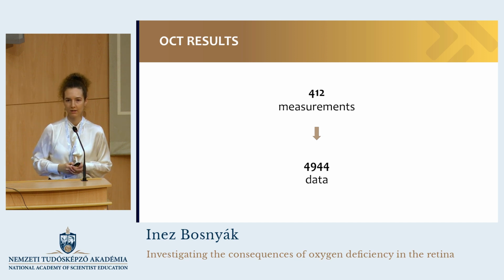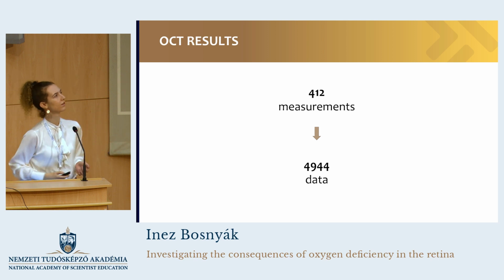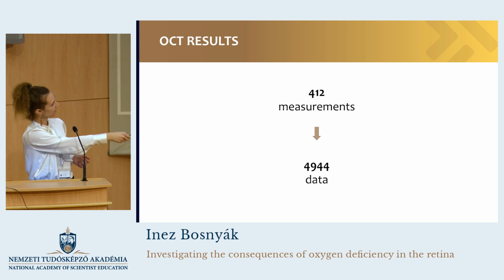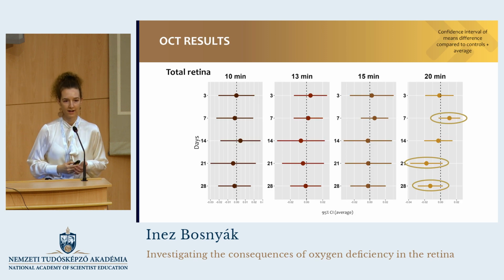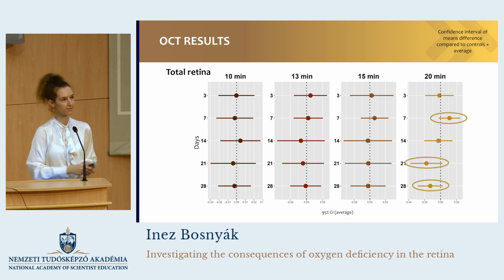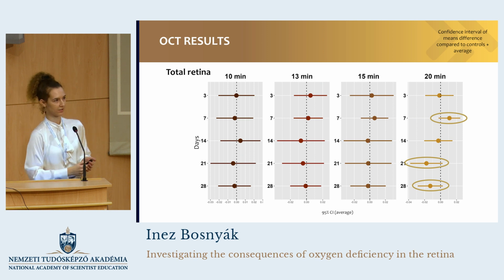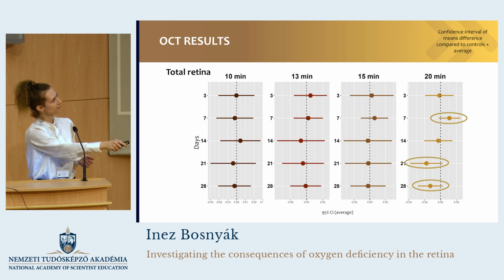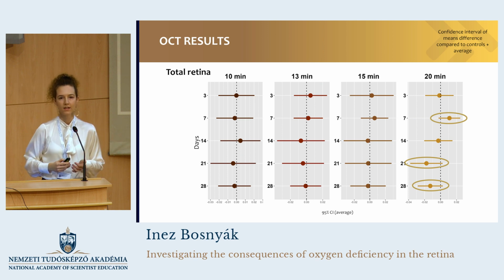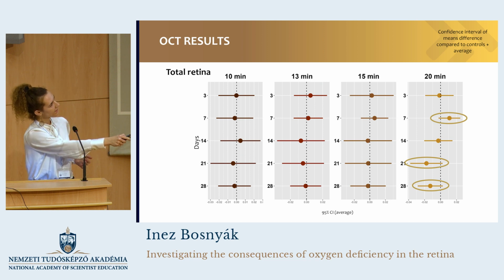In the experimental period, more than 400 OCT measurements were performed, so we got almost 5,000 data. This graph shows the total retinal thickness. The first column is the 20 minutes BCCAO group, then 13, 15, and 20 minutes. The vertical axis represents the days after the surgery. And these horizontal lines are the so-called confidence intervals. So we can talk about significant change if this line does not cross this vertical one.